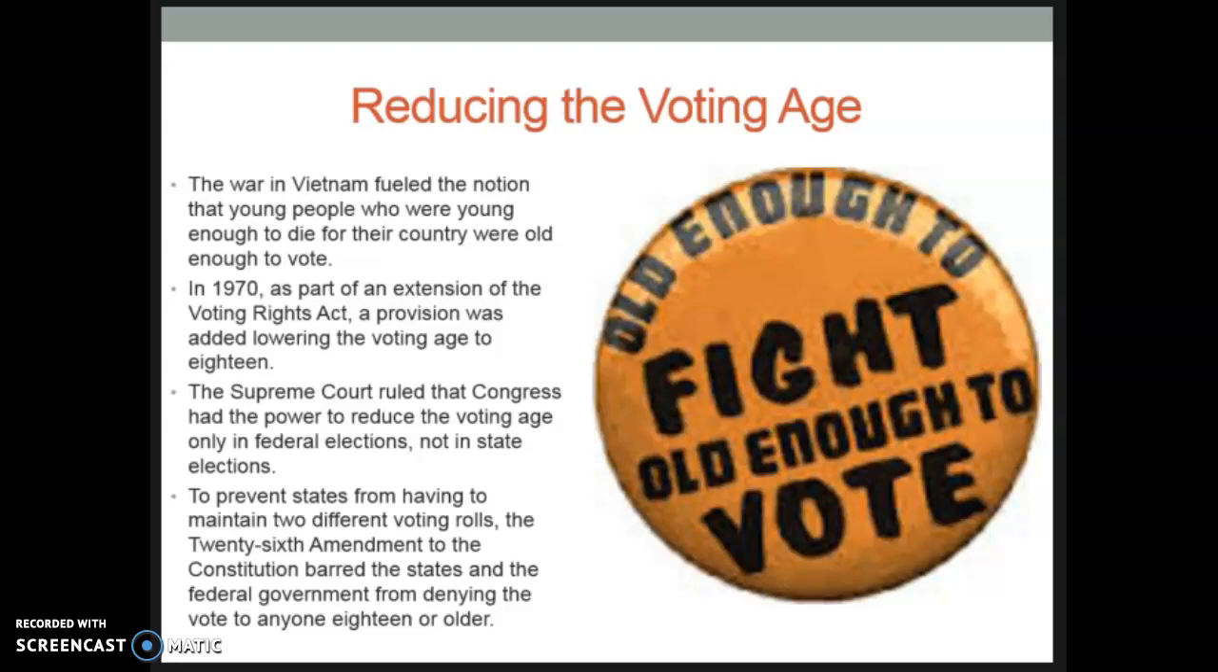The Supreme Court ruled that Congress had the power to reduce the voting age only in federal elections, not in state elections. And so in order for us to nationally reduce the voting age to 18, we had to have a constitutional amendment. And so you guys know that the 26th Amendment bars the states from denying a person's right to vote based on age if they are 18 years old or older.